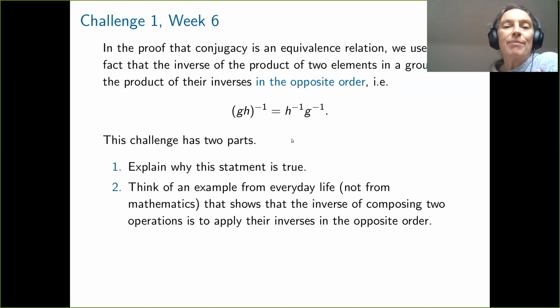The second part of the challenge is to think of an example from everyday life, not from the world of mathematics, that confirms that statement, that the inverse of composing two operations is to apply their inverses, but in the opposite order. What I mean by everyday life, not mathematics, is that I don't want an example of a pair of matrices that have inverses or a pair of permutations or something. So I mean operations that occur in everyday life, things like opening a door, getting into a car, something like that. But don't use those examples. Think of your own, where you have two things, and the reverse of doing one after the other is to reverse them, but not in the same order.